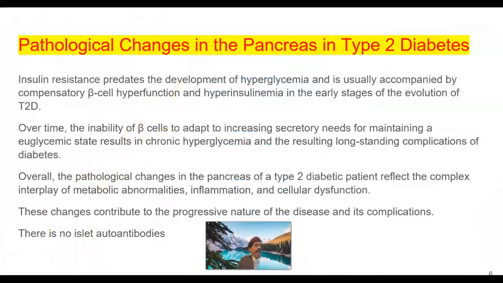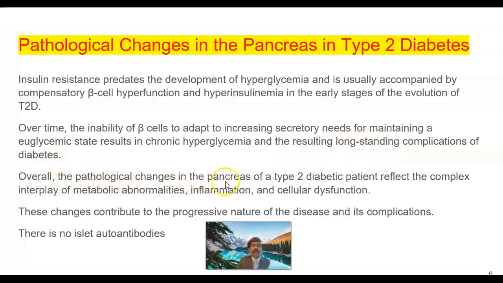Insulin resistance predates the development of hyperglycemia and is usually accompanied by compensatory beta cell hyperfunction and hyperinsulinemia in the early stages of evolution of type 2 diabetes. Over time, the inability of beta cells to adapt to the increasing secretory need for maintaining an euglycemic state, that means normal blood glucose level, results in chronic hyperglycemia and the resulting long-standing complications of diabetes.